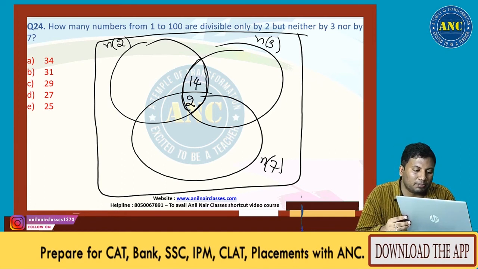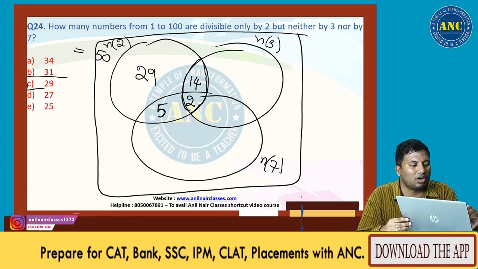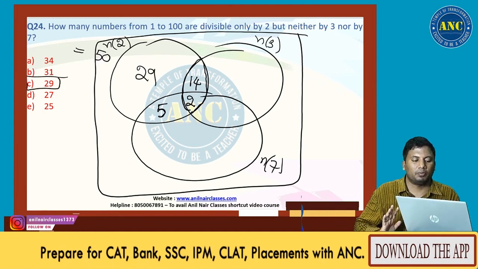How many multiples of 2 and 7 are there? 14 till 100, 14 7s are 98. 7 are there, already 2 is there, so it is 5. How many total multiples of 2 are there till 100? 50. So this region is 50, 14 plus 2 is 16, 16 plus 5 is 21. It is 29. You don't need to write all this. 29. I hope it is clear.